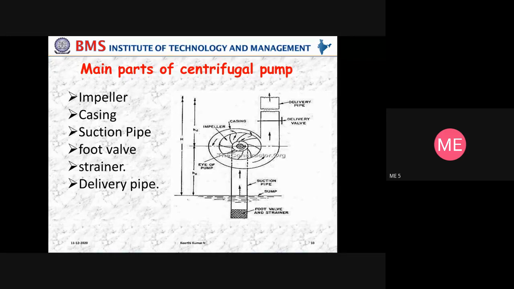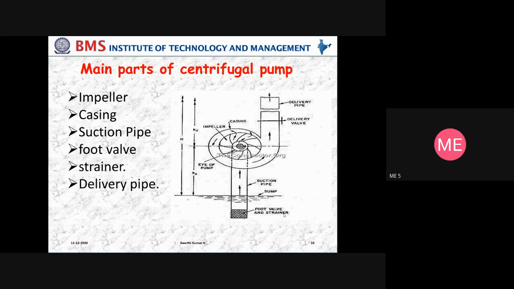This is called a suction pipe. Can you see here? The suction pipe is dipped inside the sump. This is the sump. At the beginning of the suction pipe, can you see this mesh type structure? That is called a foot valve and a strainer. A foot valve restricts the water to flow in only one direction. The water will flow only in the upward direction; in the reverse direction, it will not flow, it will be restricted. So that is called a foot valve, a one direction valve.